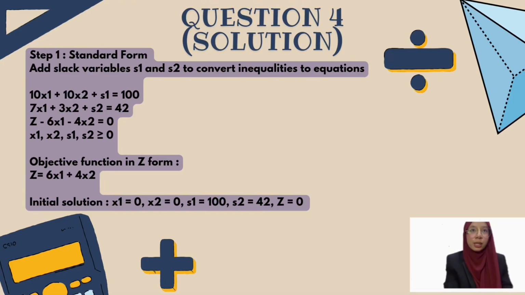Next, we rewrite the objective function into Z form. So, Z minus 6x1 minus 4x2 equals 0. All variables x1, x2, s1 and s2 must be greater than or equal to 0. Finally, the initial solution is x1 equals 0, x2 equals 0, s1 equals 100, s2 equals 42, and z equals 0. This will be the starting point for solving the problem using the simplex method.